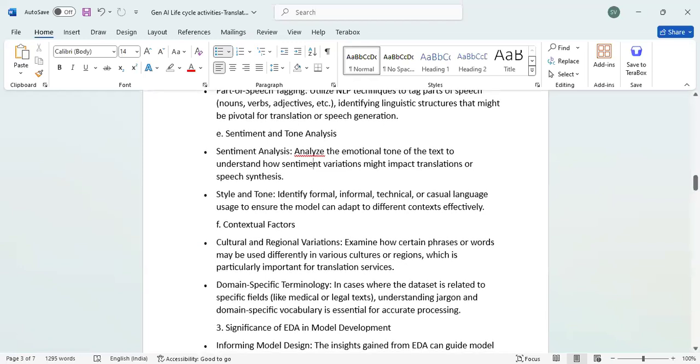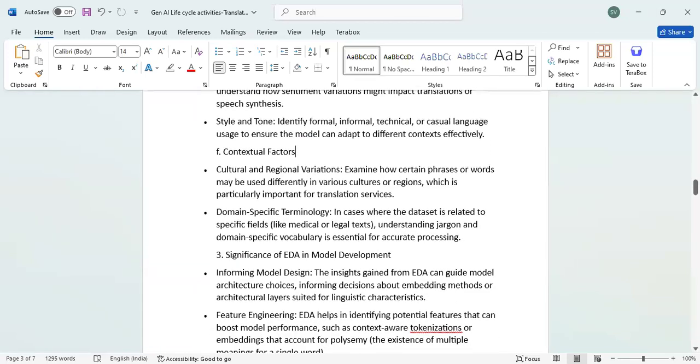So style and tone. Identify formal, informal, technical, and casual language usage to ensure the model can adapt to different contexts effectively. All these things, I can say, can be converted into test scenarios and given to translators to verify when it is converted in large organizations. Then cultural and regional variations. Examine how certain phrases or words may be used differently in various cultures or regions.